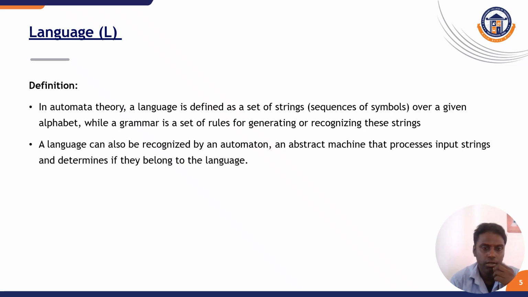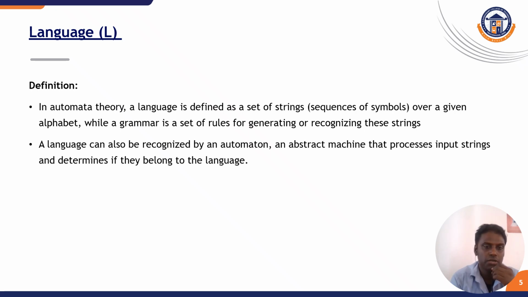Language L. In automata theory, a language is defined as a set of strings or sequences of symbols over a given alphabet. So whatever strings can be put together within curly braces, we are going to call it a language. So how do we form a language? For that we use production rules, which are defined by a grammar. A grammar is a set of rules for generating or recognizing these strings, and a language can also be recognized by an automaton, an abstract machine that processes input strings and determines if they belong to the language.